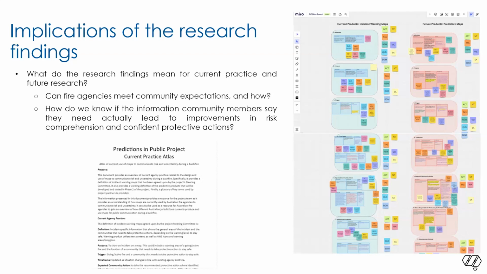And importantly, we learned a lot about what people want on the maps, and I guess phase 2 is that opportunity to be able to test a bunch of different map concepts or test elements within the map to see if it actually does result in some improvements to risk comprehension and confident protective actions.